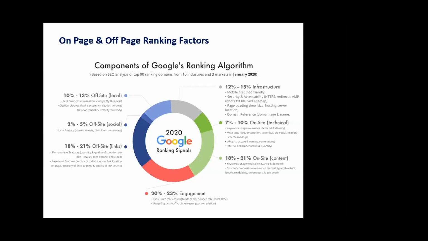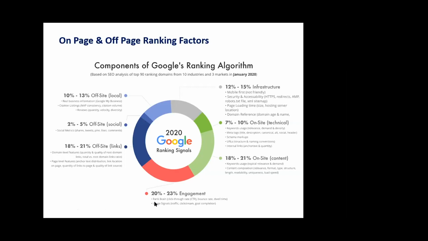Just at the bottom there, you can see 20 to 23% engagement. So that's basically how your website performs when people visit your website. So Google is tracking that. So how long do people spend on your website? How many pages did they visit? What's the bounce rate? A bounce rate is basically where someone comes onto your website and leaves very, very quickly. What you see with non-mobile responsive sites is that bounce rate can be anything between 75 and 80%. In other words, people just don't hang around and they leave very quickly.